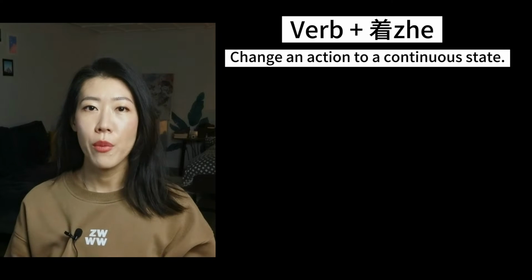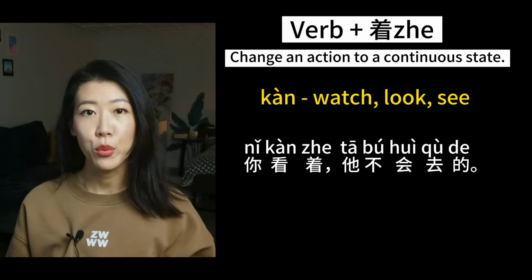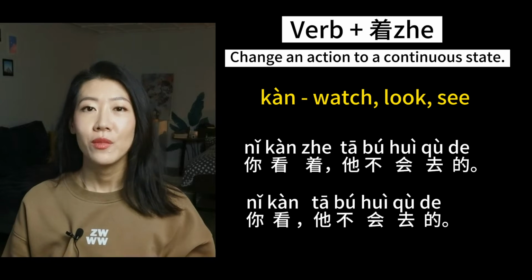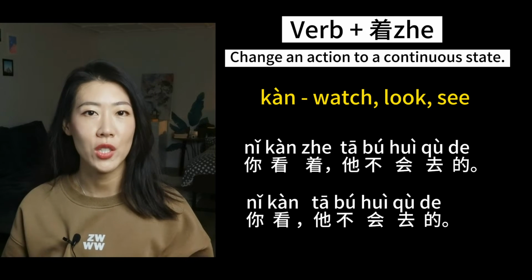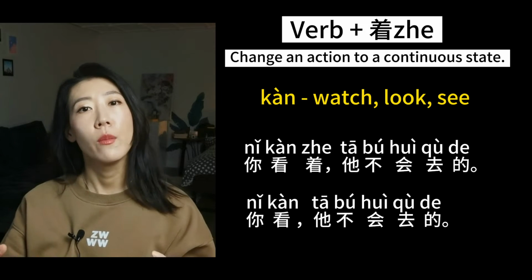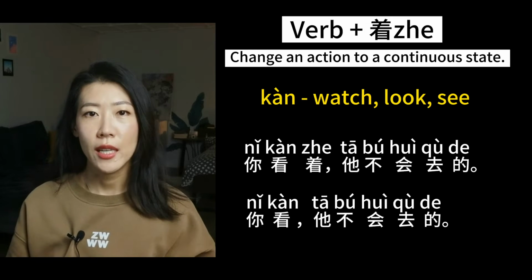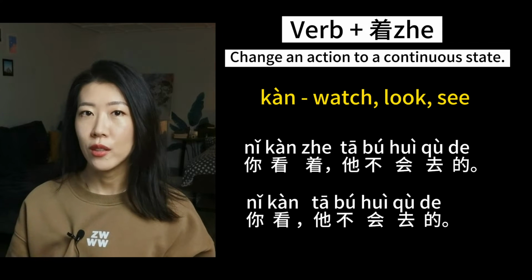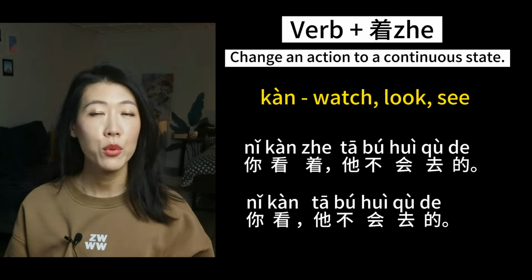Let's do a comparison when we use 着 or without 着. 你看着，他不会去的. And 你看，他不会去的. What's the difference with these two expressions? Now we know 着 is used to change action to a state, right? So the second part is the same. 他不会去的. He's not going.